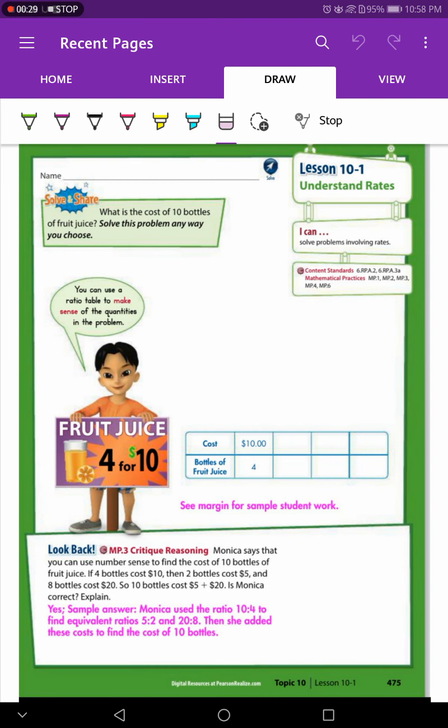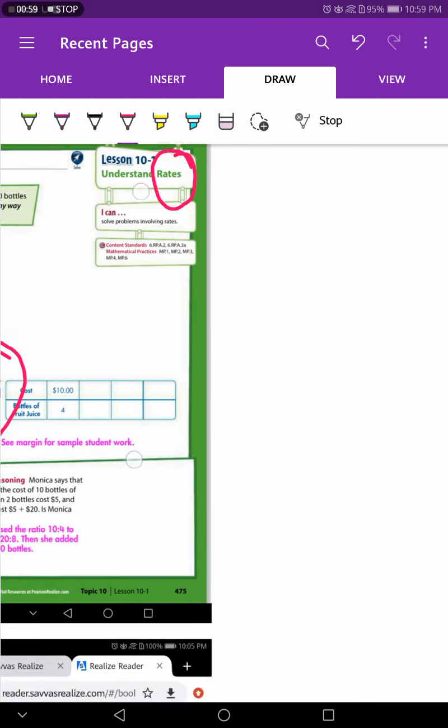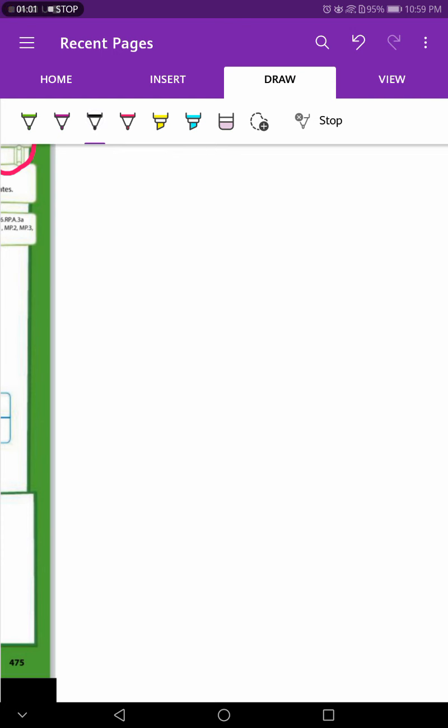If you know that, by this sign, my boys, 4 bottles cost $10. So this is the rate, or this is the ratio. And you have to know that the rate is a special case of ratios. Teacher, we have to deal with it like a ratio? Yes. Okay, so the 4 bottles and $10, we can write it as a fraction. Yes, we are going to write it as a fraction.